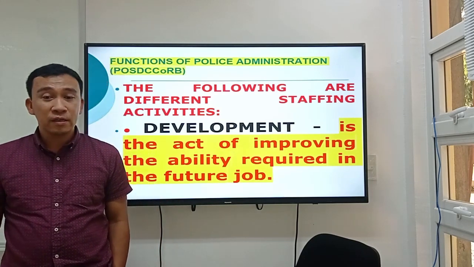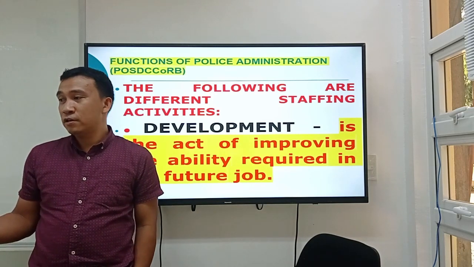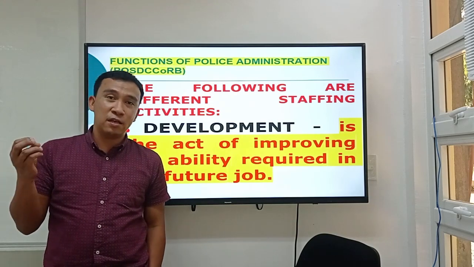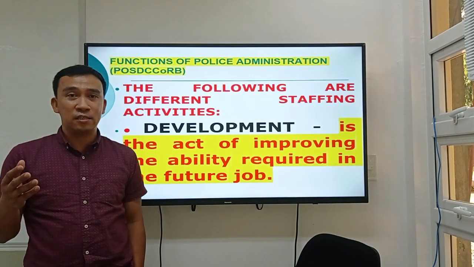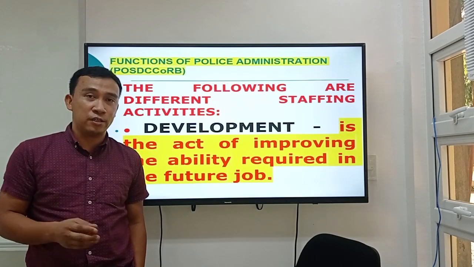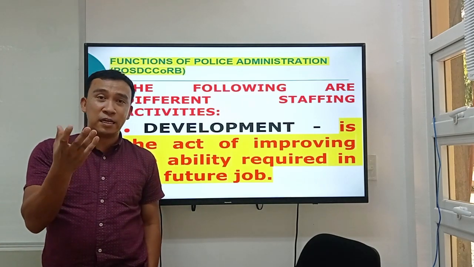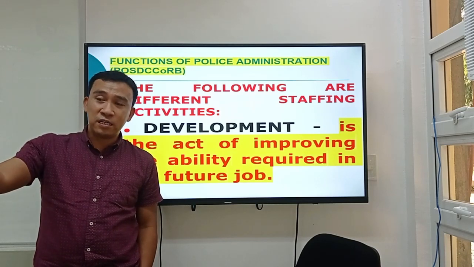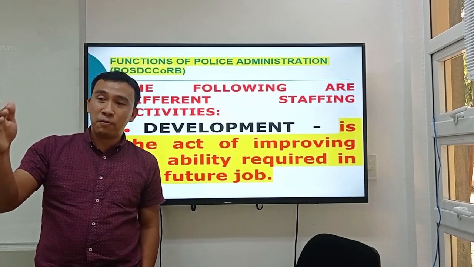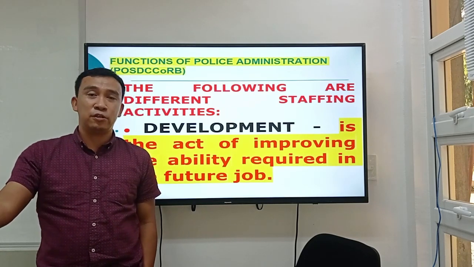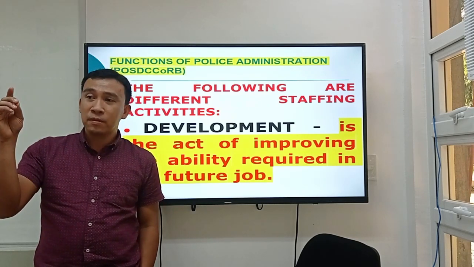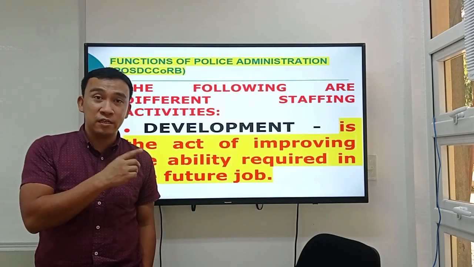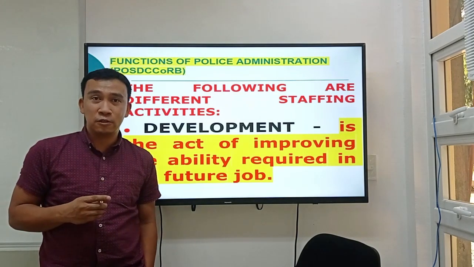Yung training sa current position, no changes, pero kailangan makabisado mo at additional knowledge, additional learnings para mas maging effective ka sa current job mo. Ang activity na ginagawa is training. Now, in development, in the future job, once na ikaw ay na-promote at ikaw ay naangat sa mas mataas na position at kailangan mong maging familiar or makabisado ang bagong trabaho, then you need this activity, development.